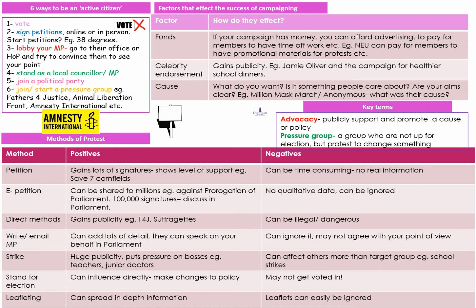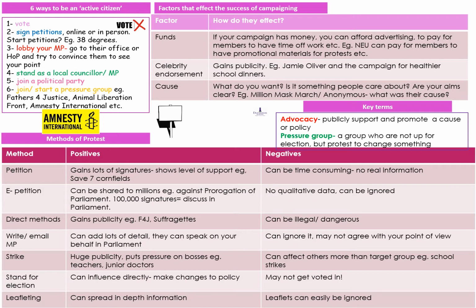So what makes campaigning successful? Having the funds is always important. If your campaign's got more money, you can afford advertising. You can also pay for your members not to go to work, so you can do that as your job. And that way you've got more pressure, more people spending more time.